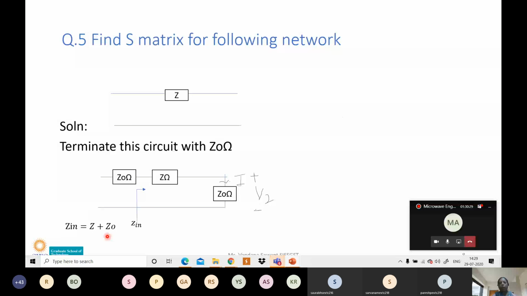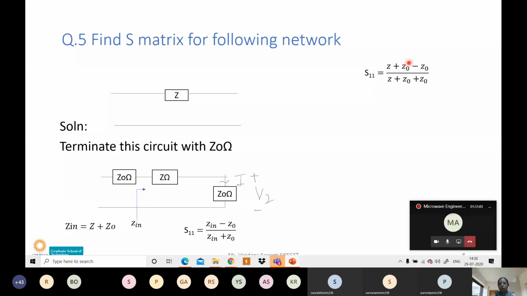If you know Zin, you can calculate S11. S11 is equal to Zin minus Z0 divided by Zin plus Z0. This is our standard formula. Now we put in the Zin value: S11 is equal to Z plus Z0 minus Z0, divided by Z plus Z0 plus Z0.